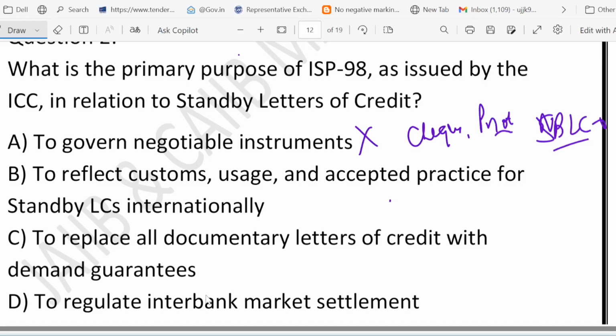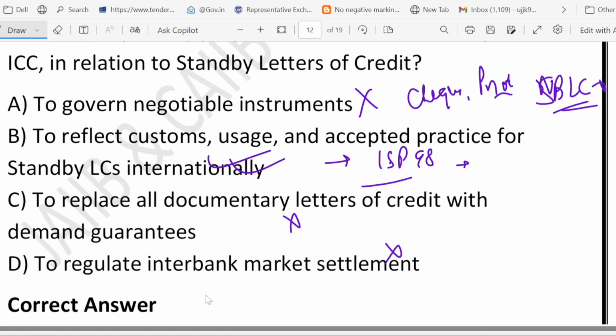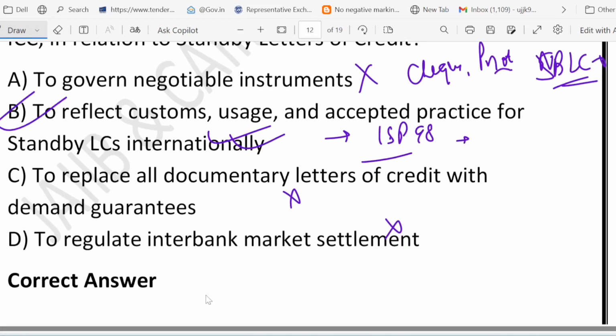SBLC is not a negotiable instrument. What about B? Yes, this is the correct one. ISP 98 was written to capture the international best practices for standby LC. It makes sure that banks and businesses around the world follow the same standard. Option C is wrong. Option D is also wrong. So the correct answer is option B, right?